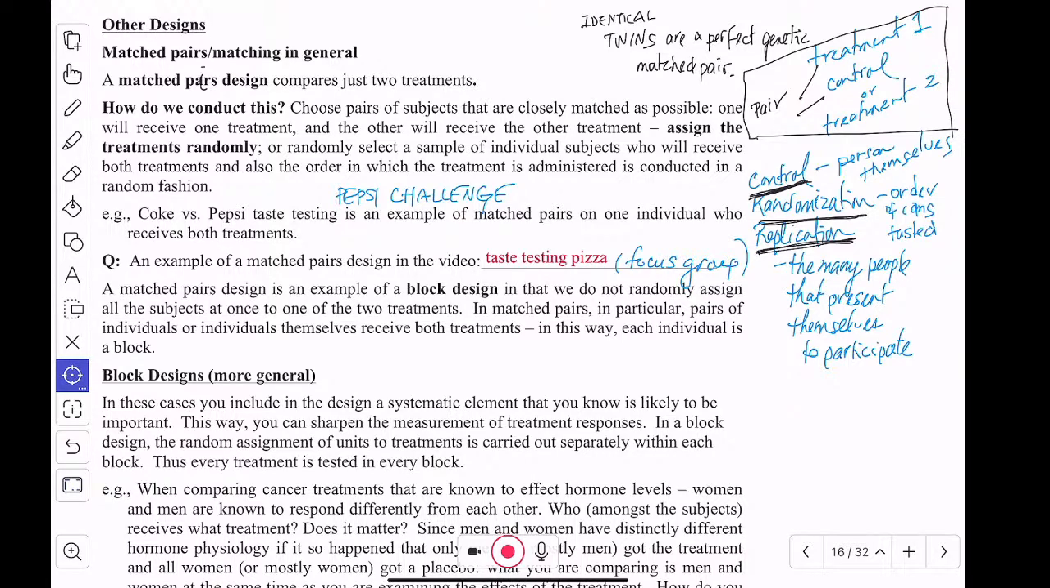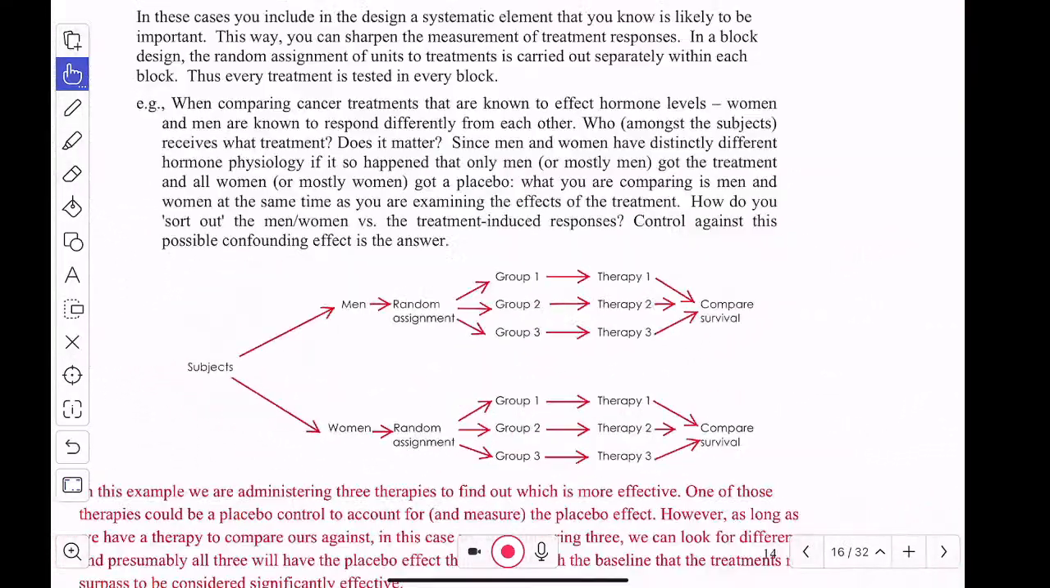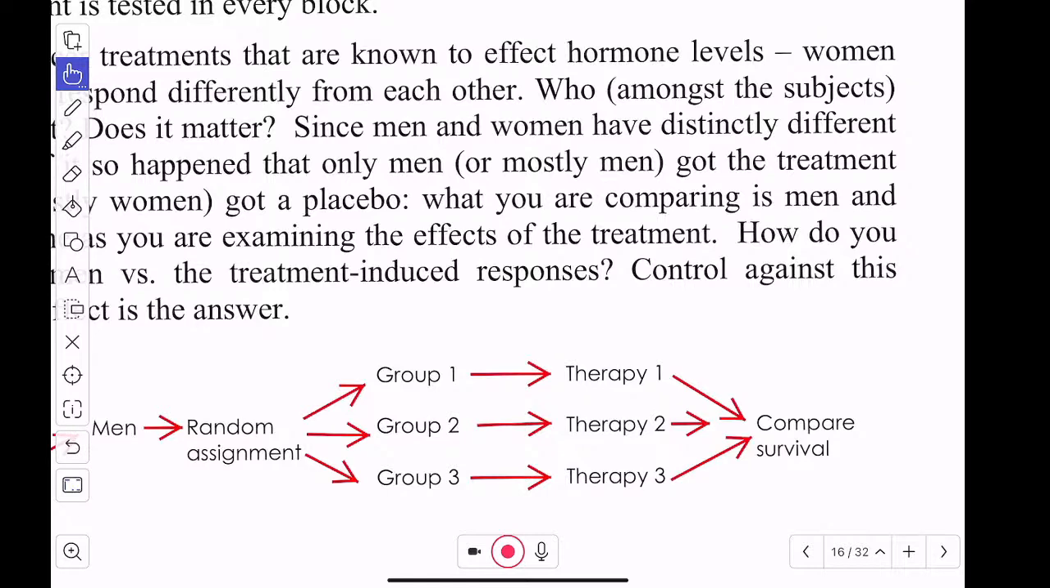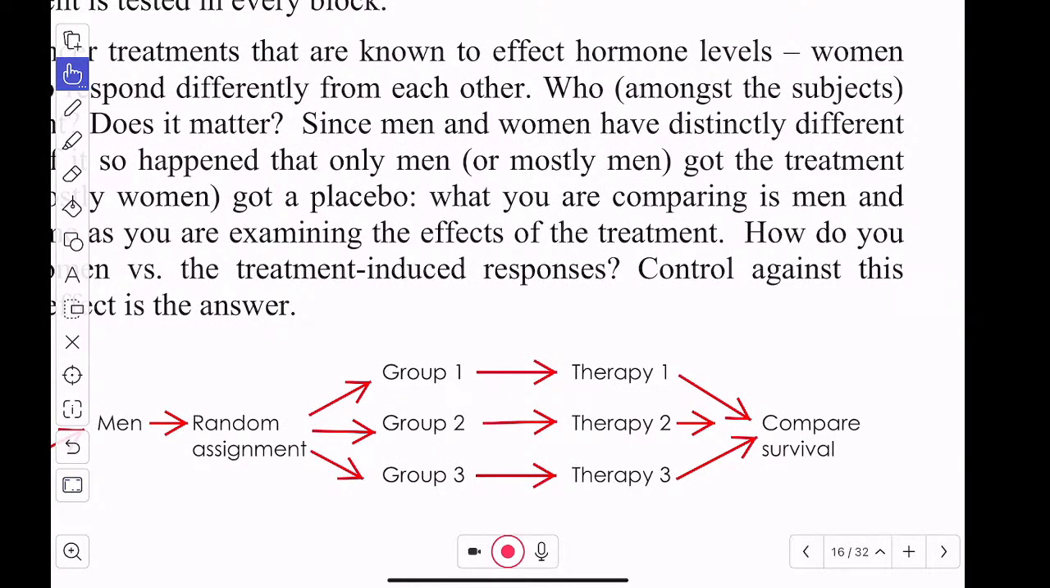All right. So matched pairs design is an example of a block design. Block design is described below here. So here is my block design. In discussing the block design, I begin here and I say, let's say we want to study cancer treatment, a new cancer treatment on people with cancer, okay?